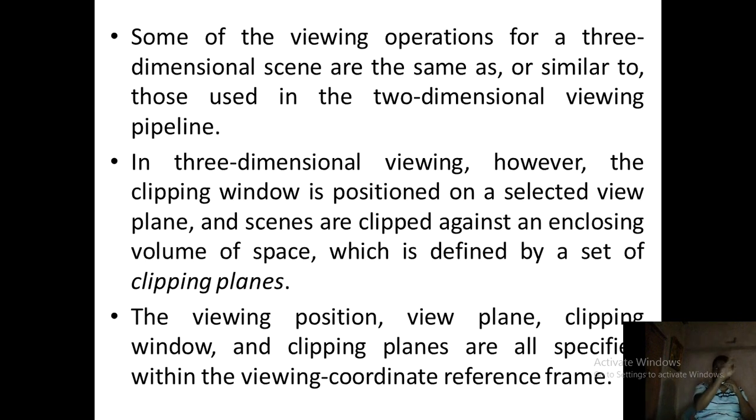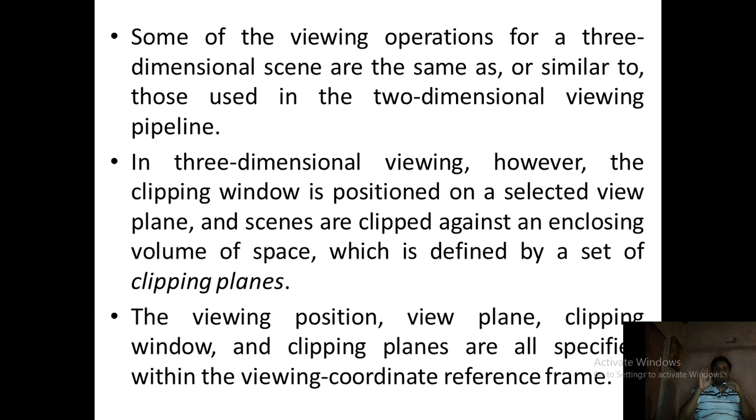In two dimensions we take only the rectangle, and whatever objects are within it, from top to bottom, those objects we take. We do not take front and back in two dimensions, but in this case we have to take front and back. That's why it is a clipping volume, right? Clipping volume is a combination of clipping planes: the front face, back face, top face, and bottom face. These are the clipping planes. The viewing position, view plane, clipping window, and clipping planes are all specified within the viewing coordinate reference frame, right?